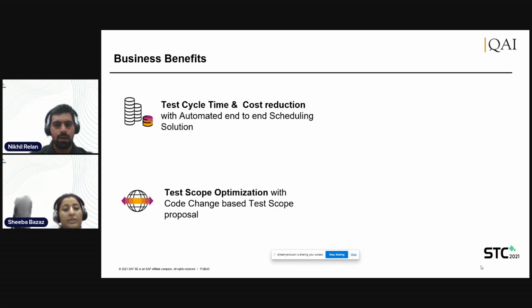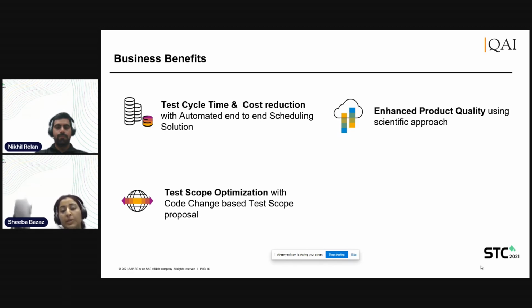The second business benefit is that with this solution, we have been able to optimize our test scope, because we are considering only the automates or test cases which touch the code changes. The third benefit is that we now have a scientific method in place that helps us get the scope proposal. We are able to test the right areas, the areas that have undergone change, and that has helped us improve our product quality.